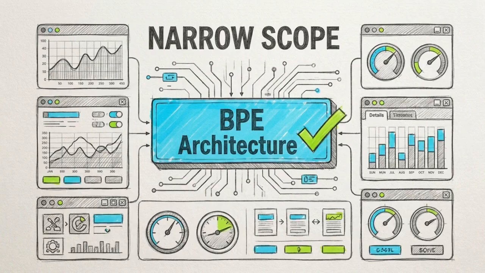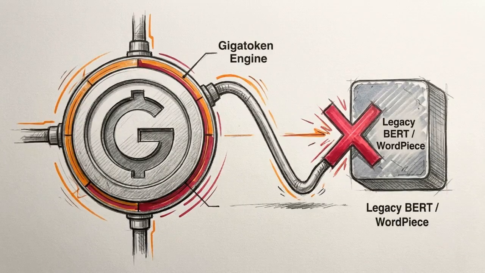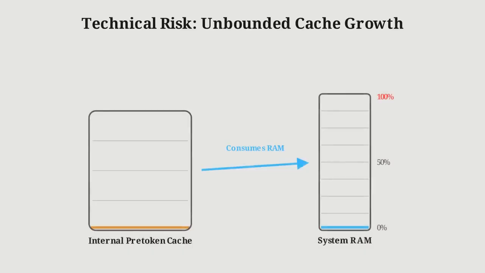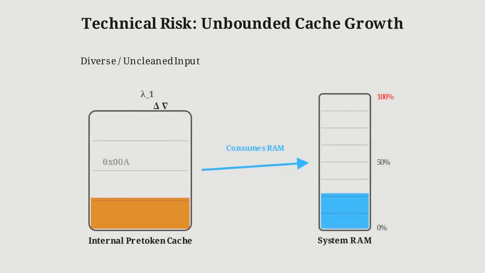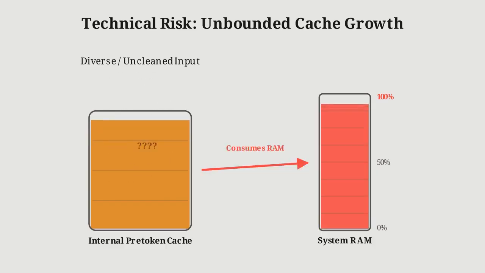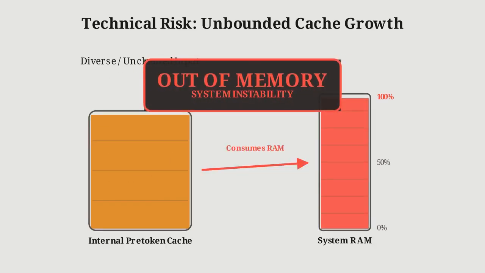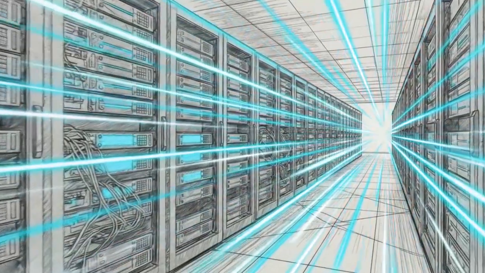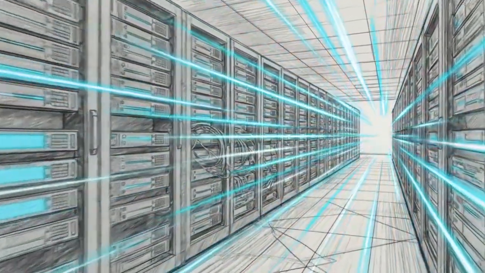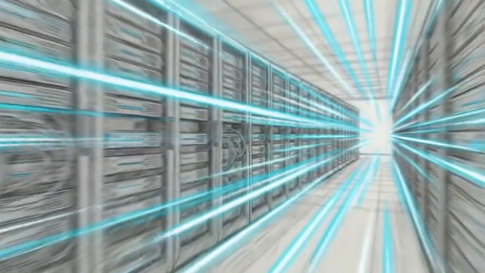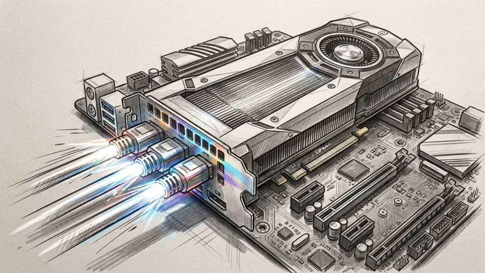Remember that this framework is specialized. If you are using word piece architectures, like legacy BERT models, this library will not support them. Monitor your memory usage carefully. Processing diverse or uncleaned text can cause the internal cache to grow, which may lead to out-of-memory errors on some systems. For those running live inference servers, look into the FastTokens runtime patch to bring these speeds to your streaming implementations. True systemic efficiency depends on ruthlessly optimizing the foundational data pipelines that feed the GPU.